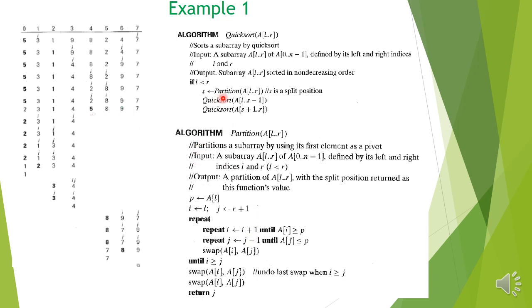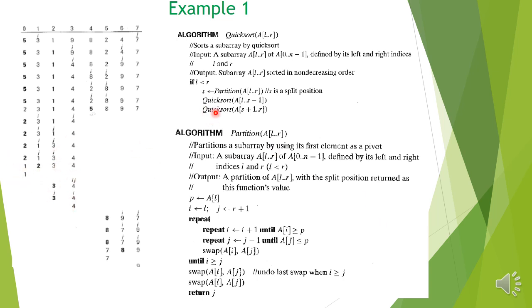Now again we have to call the quicksort algorithm with two partitions. One is from A of l to s minus 1, that is from index 0 to 3. We have to call this subarray, and again we call partition. The same process will be repeated and we arrange all these elements.